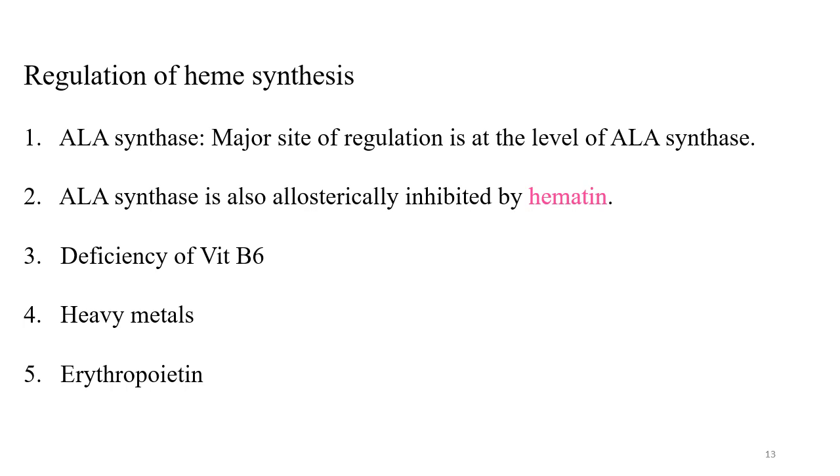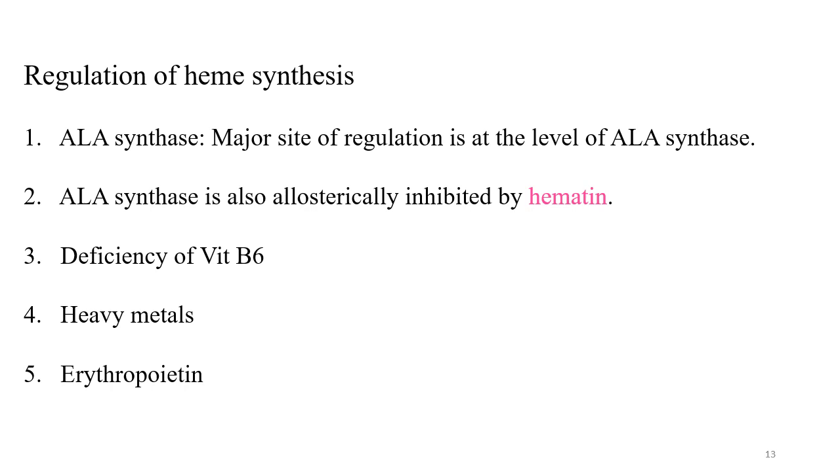Similarly, when an individual suffers from deficiency of vitamin B6 or is exposed to heavy metals like lead, in these cases also there is going to be stoppage of heme formation. So that is why you will always see that a person who is anemic will often be deficient in vitamin B6. So the treatment involves increasing the RBC count by simultaneously supplying vitamin B6 to the individual. Similarly, concentrations of erythropoietin also regulate heme synthesis.